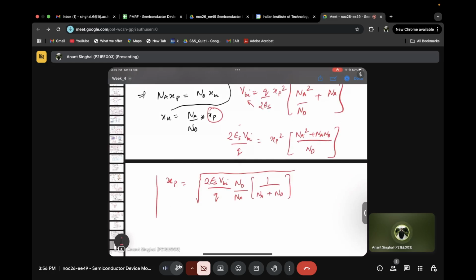So this will be the depletion width on the P side. Is this thing clear to everyone? This derivation?